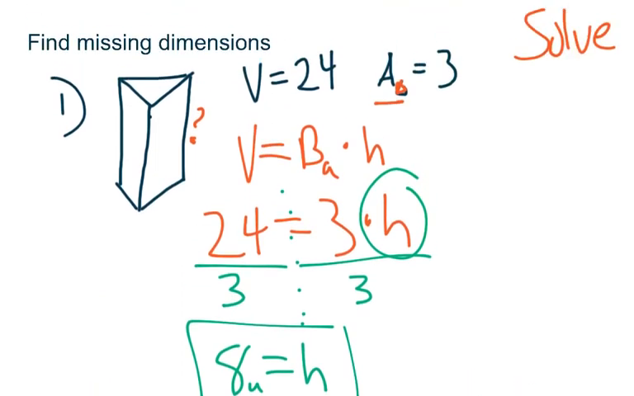So we now have all the basic tools that we need for all these volume problems, whether it be finding it for rectangular and triangular prisms, or using the volume to find missing dimensions.